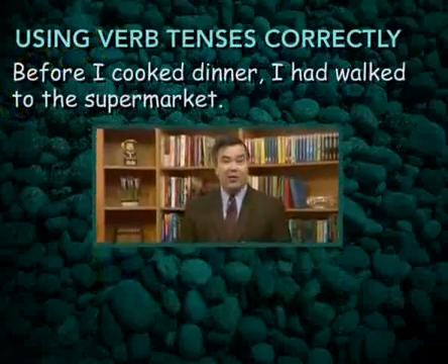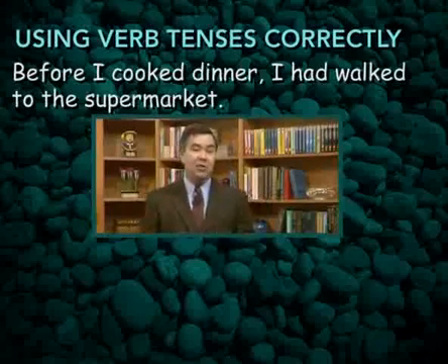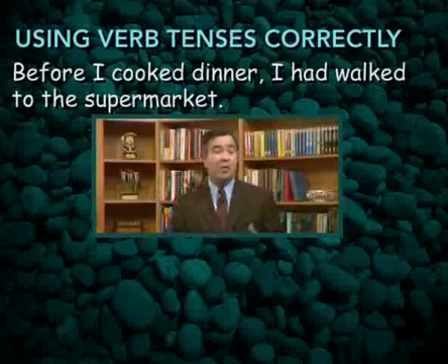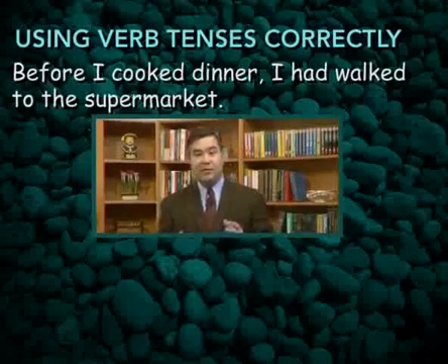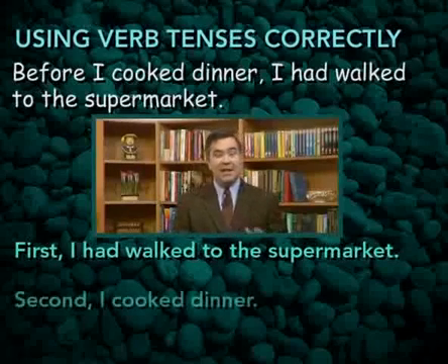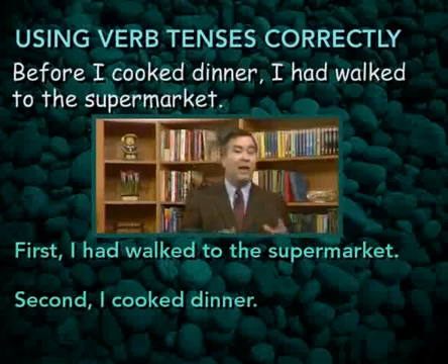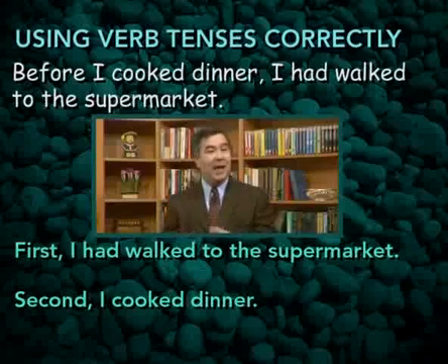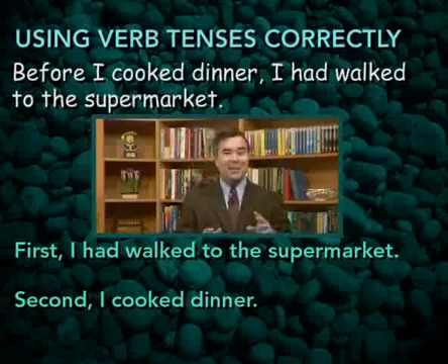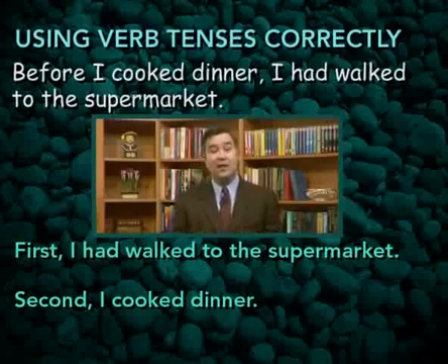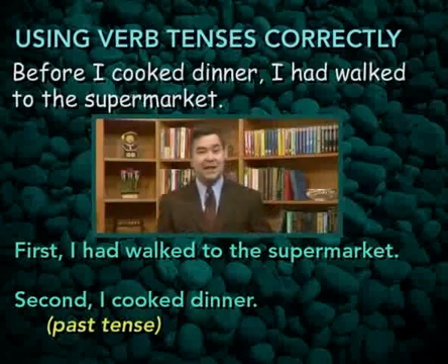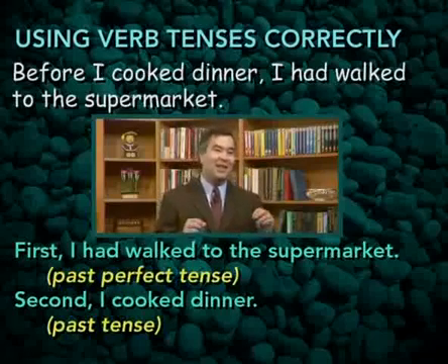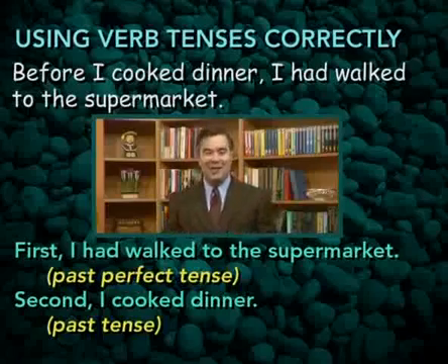Before I cooked dinner, I had walked to the supermarket. In this sentence, 2 actions are described, cooking dinner and walking to the supermarket. What's the sequence of events? Which happened first, which happened later? Well, the first thing that I did was walking to the supermarket. The second thing was cooking dinner. Both are past events, so the proper way to show the time sequence here is to put one event in the past and the event that happened before that in the past perfect tense. And that's done correctly in this sentence. I cooked dinner is in the past tense. I had walked to the supermarket is in the past perfect tense. And that shows that that event happened before the cooking of the dinner.